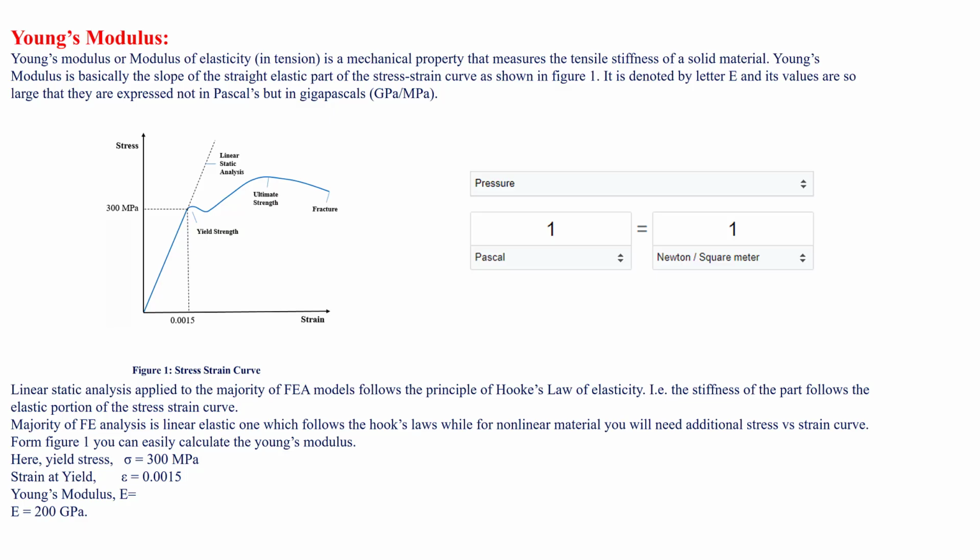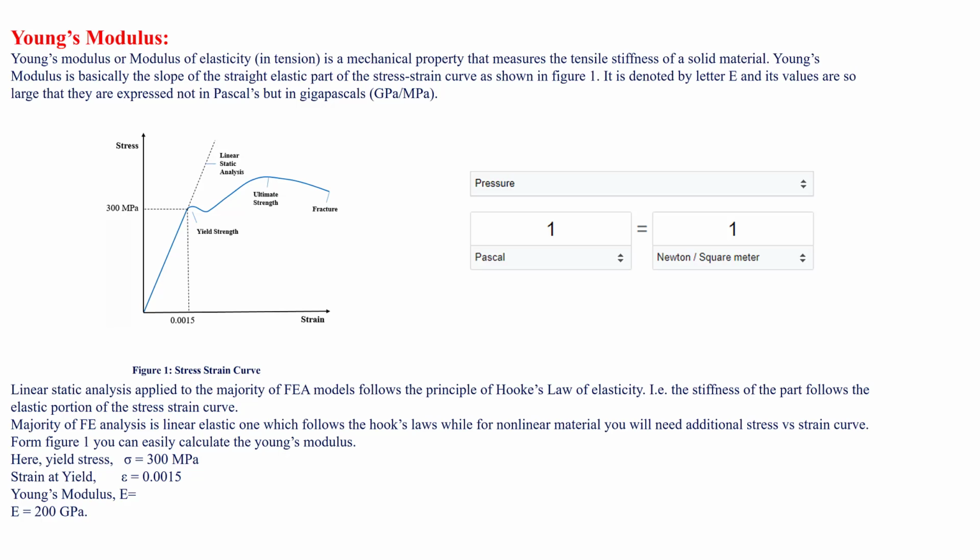Now we'll have a look at the basic terminologies in FEA, that is Young's modulus, Poisson's ratio, and so on. So when it comes to Young's modulus, what exactly is it? This particular property is a measure of the tensile stiffness of a solid material. If you consider the stiffness matrix, this Young's modulus plays a very important role. Basically it is the slope of the straight elastic line in the stress strain curve in the figure. It is denoted by E.